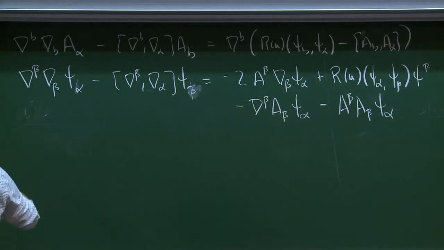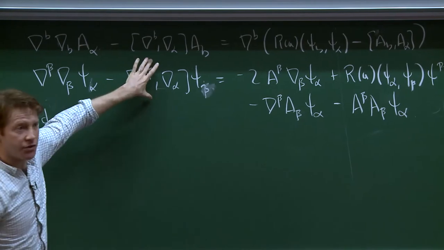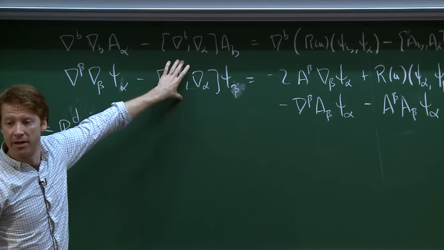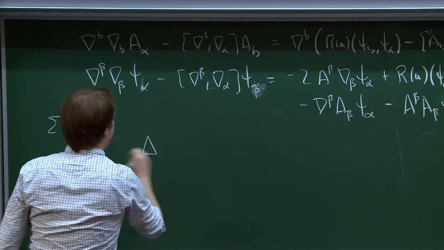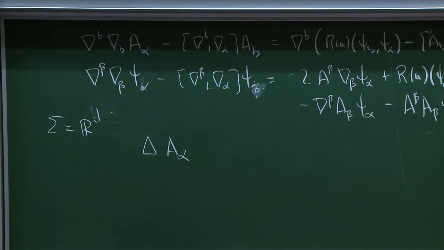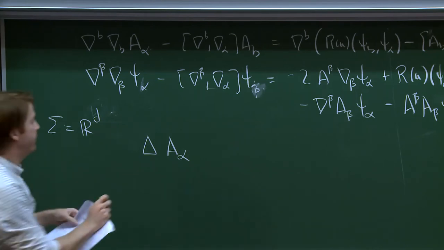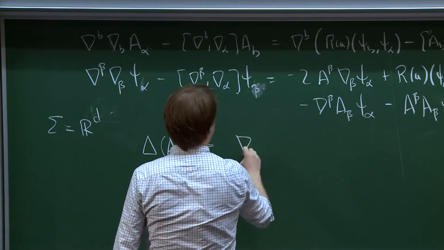Okay. All right, this is a complicated looking equation, but in the case sigma is R^D, it simplifies quite nicely because these are curvature terms, so these are zero when the domain manifold is flat. And I won't write this all out again, but the left-hand side simply becomes a Laplacian of the components of A. So A is a one form, but for each component, we have the scalar Laplacian of A is equal to the right-hand side.